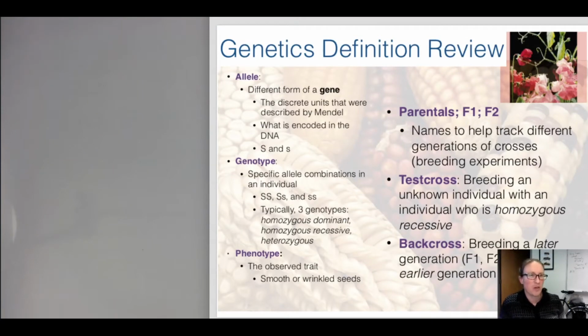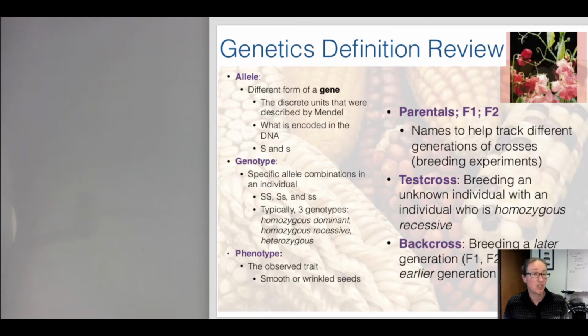So in our last video, we got introduced to Mendelian genetics, and on this slide I just have a quick review of some of the key terminology that I covered in that previous video. So we talked about how alleles are the different forms of a gene, and those are the discrete units described by Mendel. They're also what's encoded in DNA, and we usually represent them using a capital letter for a dominant allele and a lowercase letter for a recessive allele.